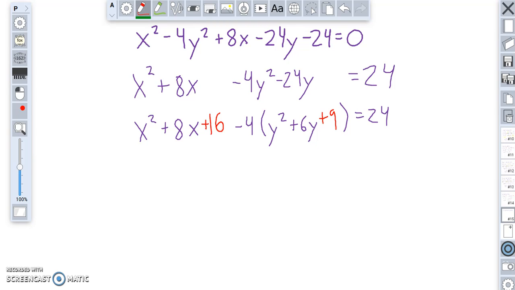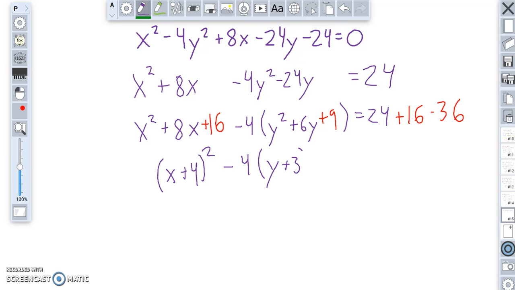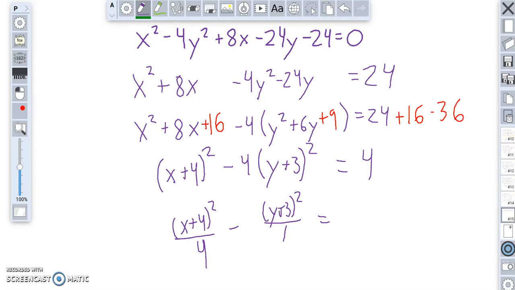Adding 16 to the left side, I should add 16 to the right side. Adding 9 times negative 4 to the left side, I should add 9 times negative 4 to the right side. I get x plus 4 squared, y plus 3 squared. If I divide everything by 4, I get x plus 4 squared over 4 minus y plus 3 squared over 1 equals 1.